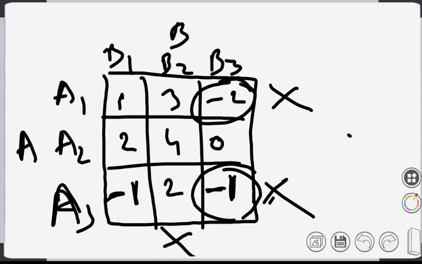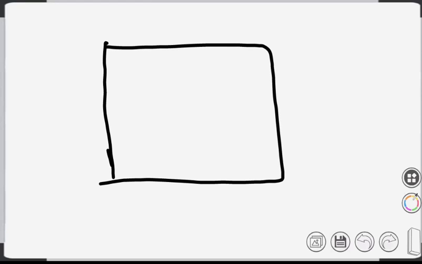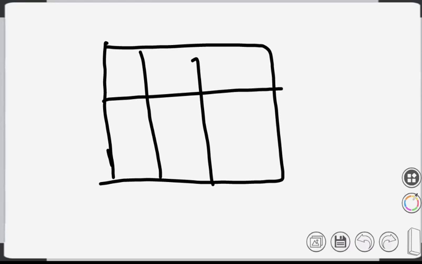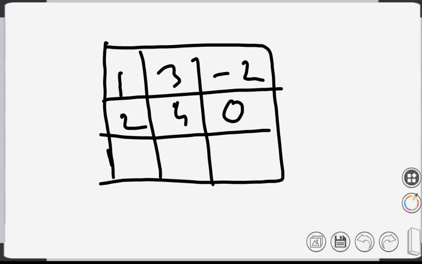Okay, I'll be writing this table again. So please tell me the values, row wise. First 1, 3, -2. Then 3, -2. Then 2, 4, 0. Then 2, -1. Okay. So this is for player A and this is for player B.